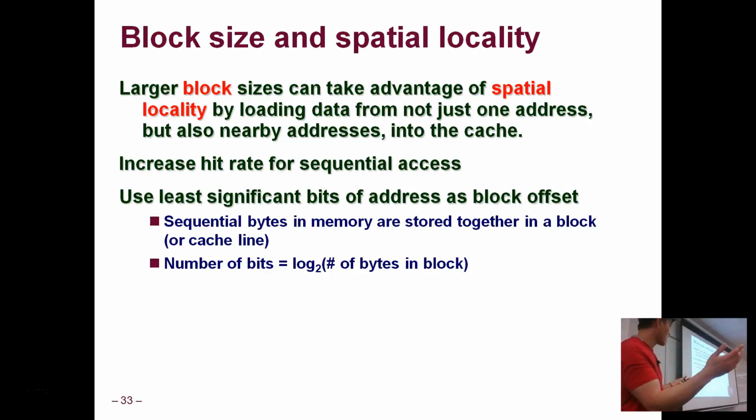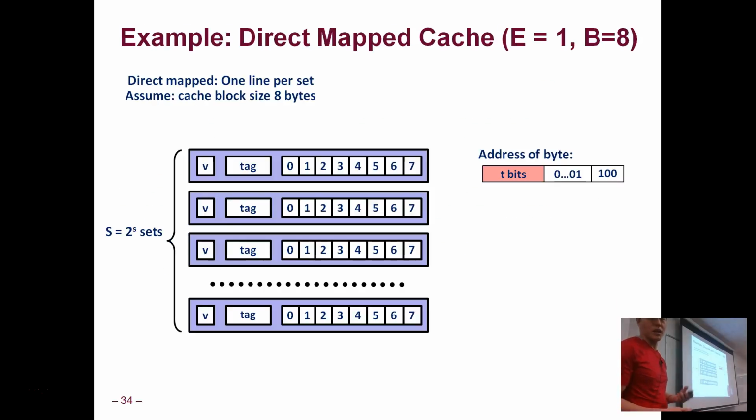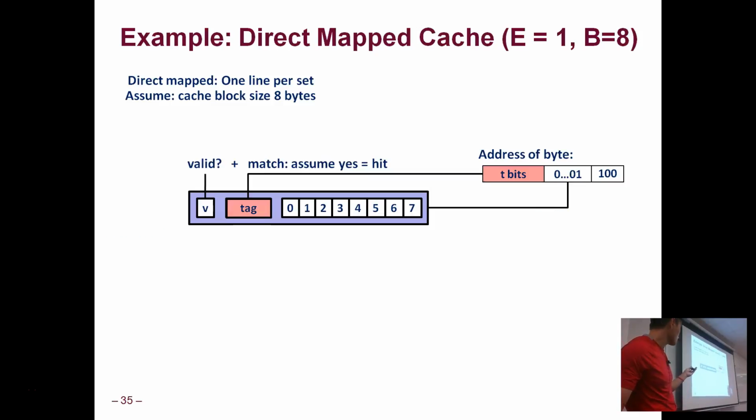When you have a block size of capital B, then the number of bits that you'll need to address the individual bytes in that block will be little b, which is log base 2 of the number of bytes. Here is a direct map cache with a block size of 8. So now we have 8 bytes here, and because we have 8 bytes, we now have 3 bits of block offset. The next bits are used for the set index as we had before. So we use these middle bits for the set index. Then we look for the tag to match.